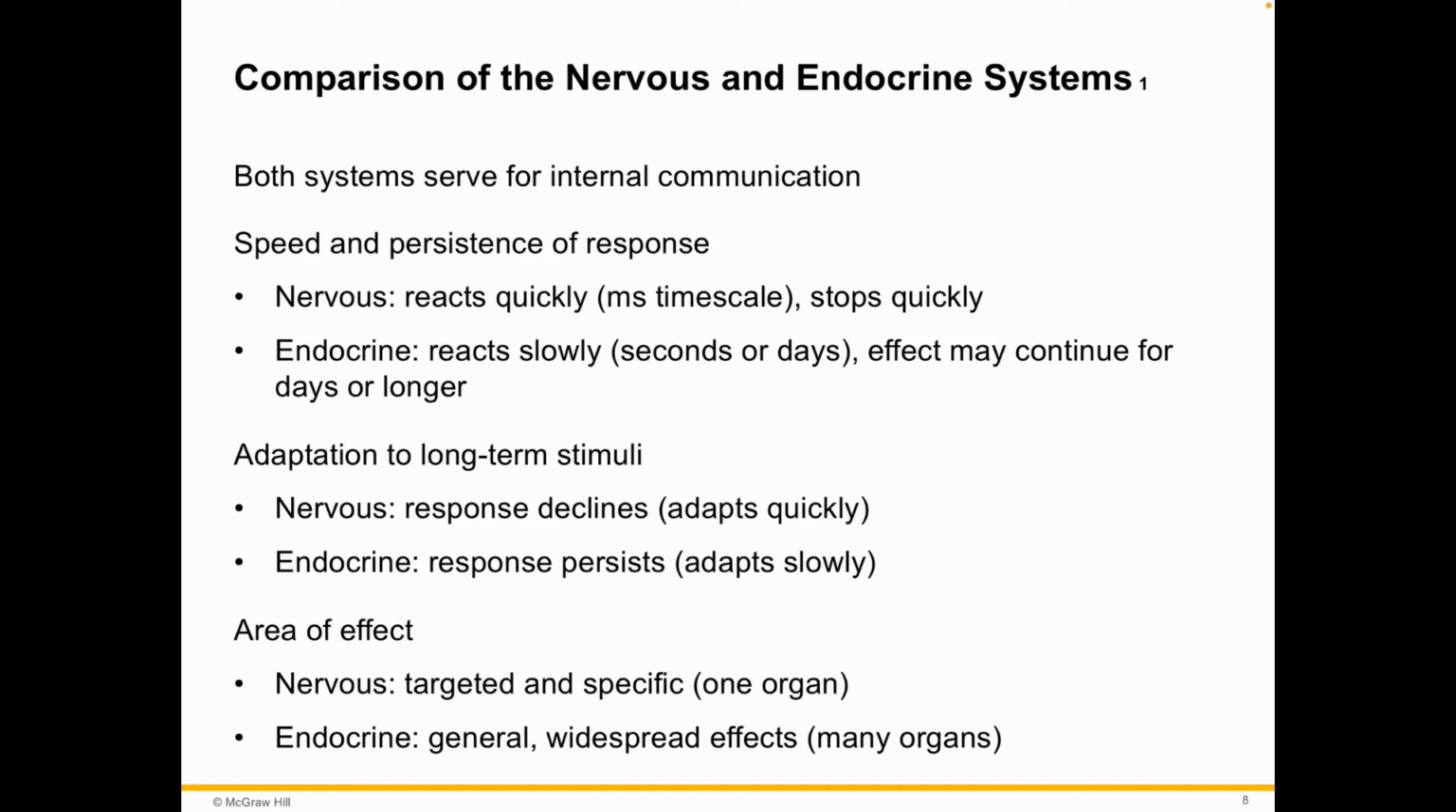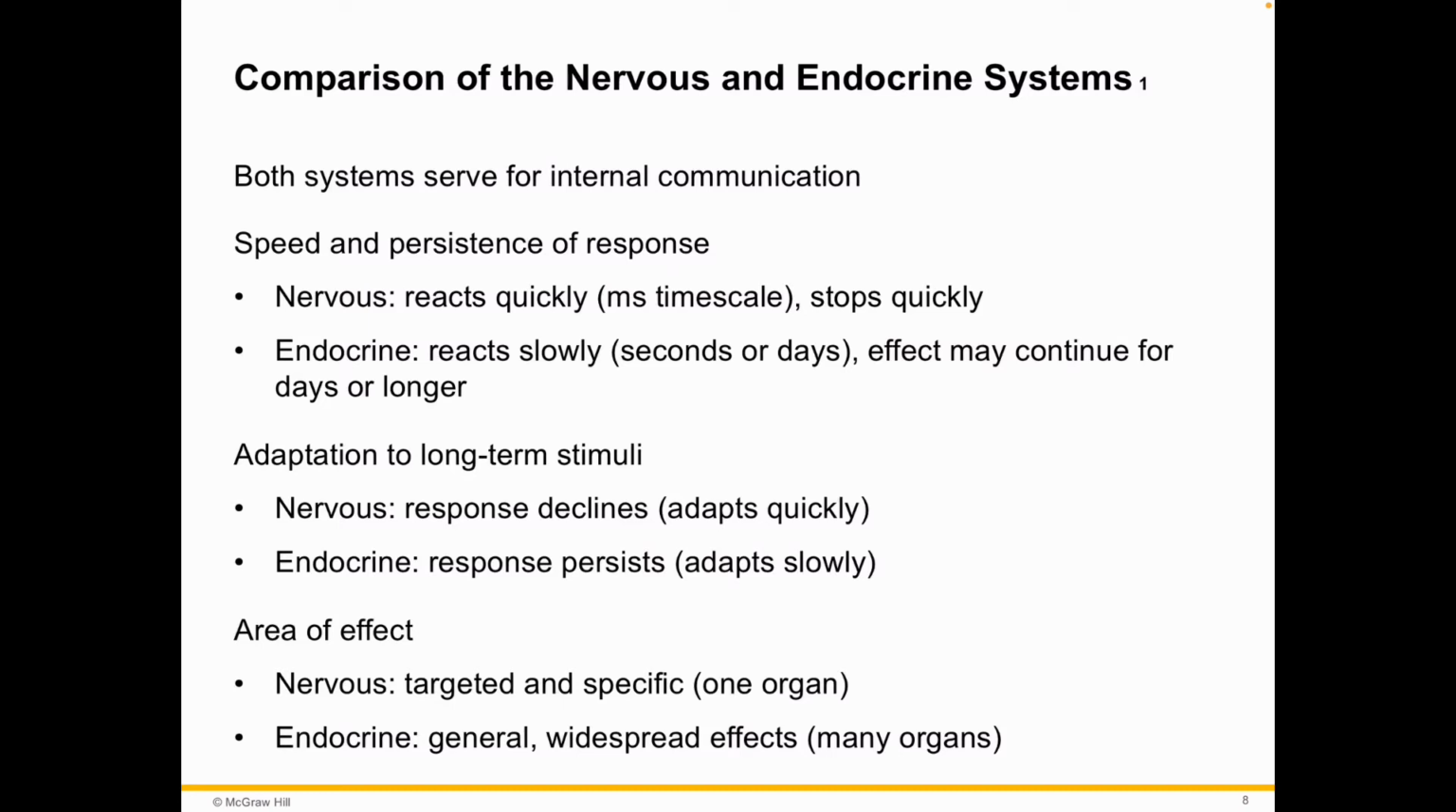When we're comparing the nervous system and the endocrine system, things to keep in mind is that both systems serve for internal communication. The nervous system is the email, and the endocrine system is the snail mail, a little bit slower. Consider the speed and the persistence of the response. The nervous system is like a fast note. It goes quickly for the most part, on a milliseconds time scale, and as soon as there's a cessation in signaling, there is a cessation in message transmission. It can end as quickly as it begins.